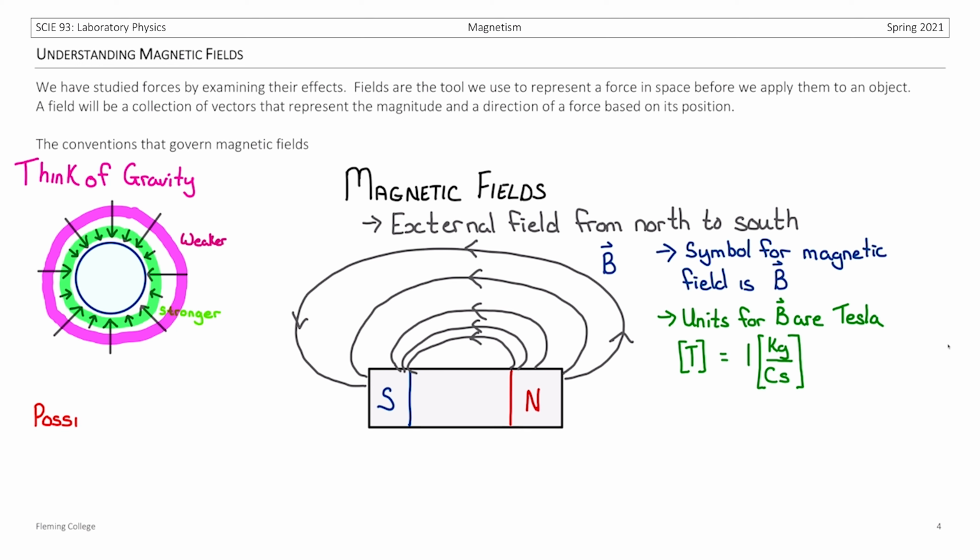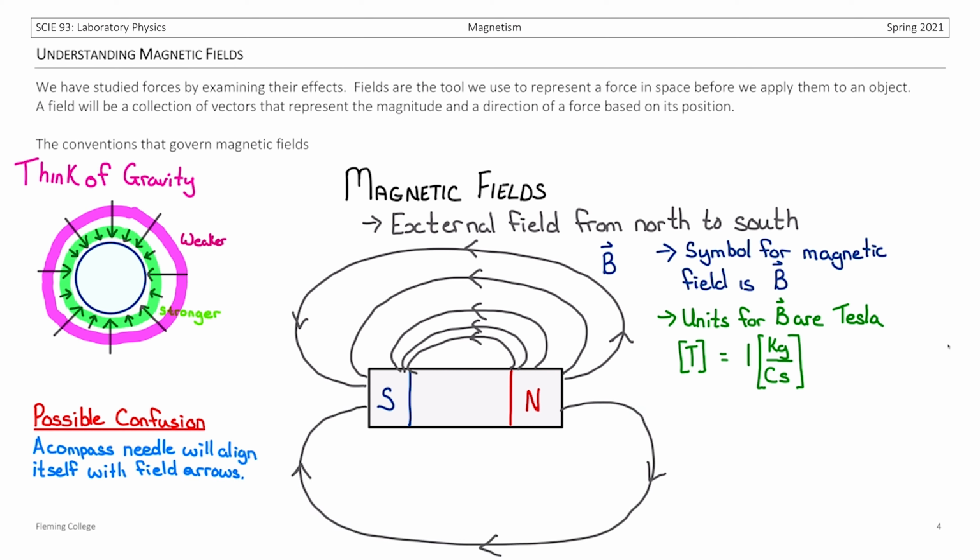There's a possible point of confusion I want to address here. When we have a magnet, the north pole is the north-seeking pole. Let's consider a compass in a magnetic field. Here we have the north-seeking pole, or the north pole of the magnet inside the compass. And everywhere we place it on a magnetic field line, it will follow the arrow of that field line.